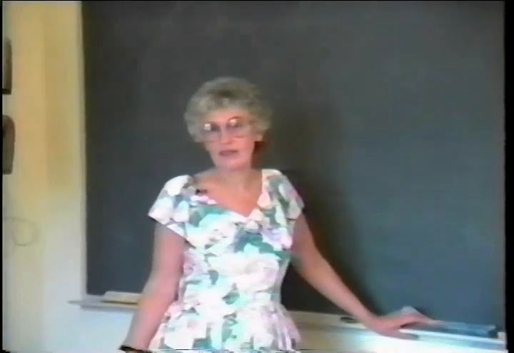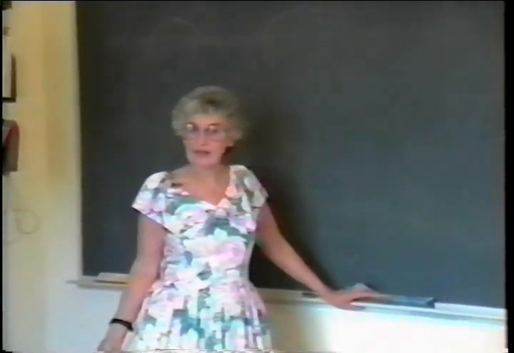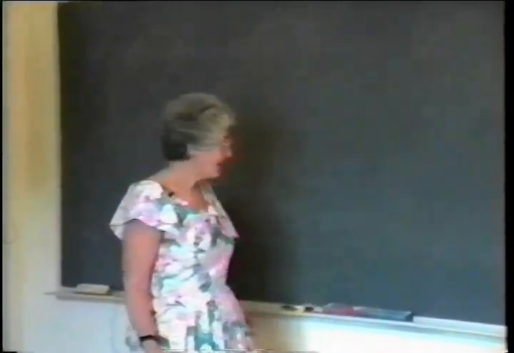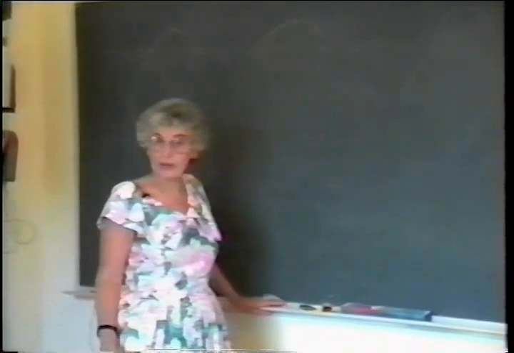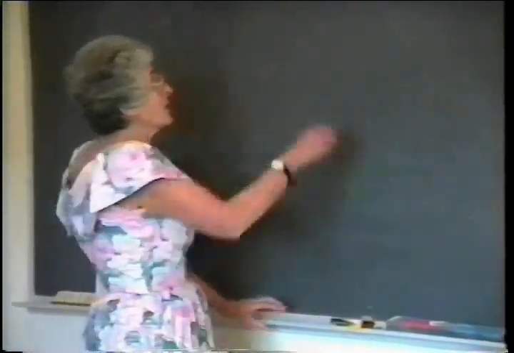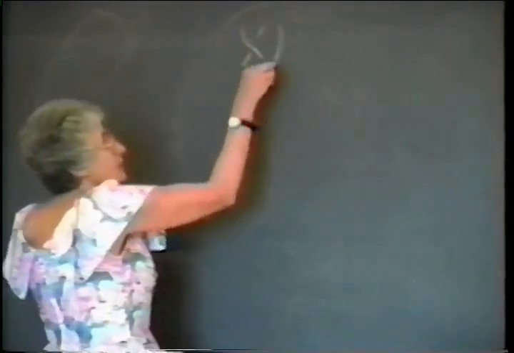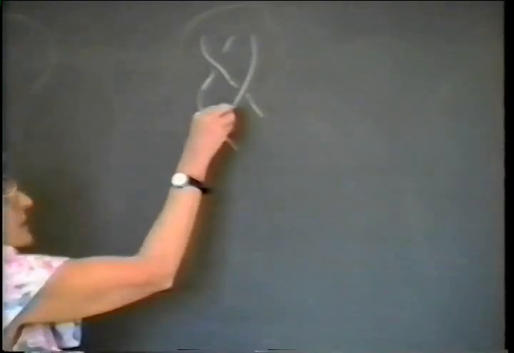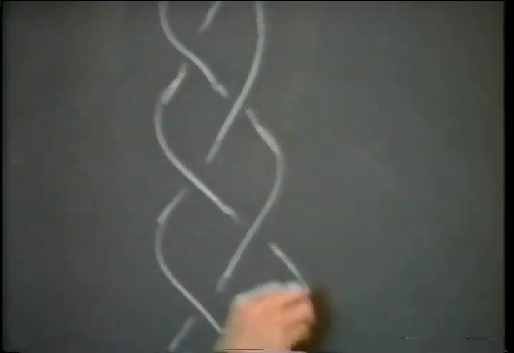I'm Joan Birman, and I'm a professor of mathematics at Barnard College and at Columbia University, and we're in my office in the mathematics building at Columbia. What I'd like to tell you a little bit about is braids, and braids are very closely related to knots, and we'll see the connection in a few minutes. So one thing is, you will know one example of a braid, and that's a braid in a person's hair. So here's a picture of it, and of course you can keep going.